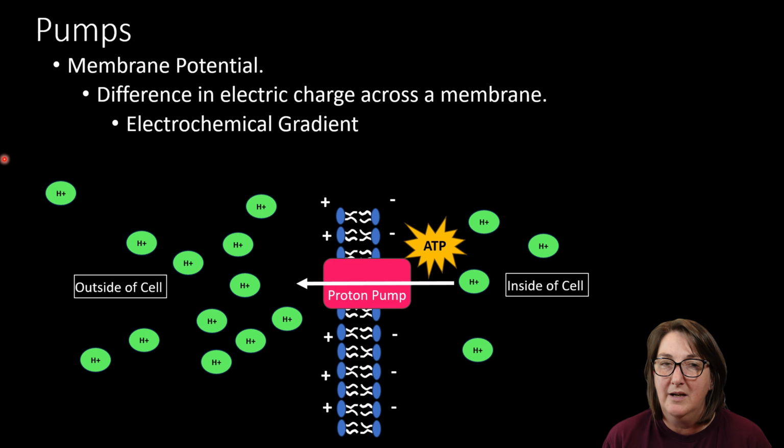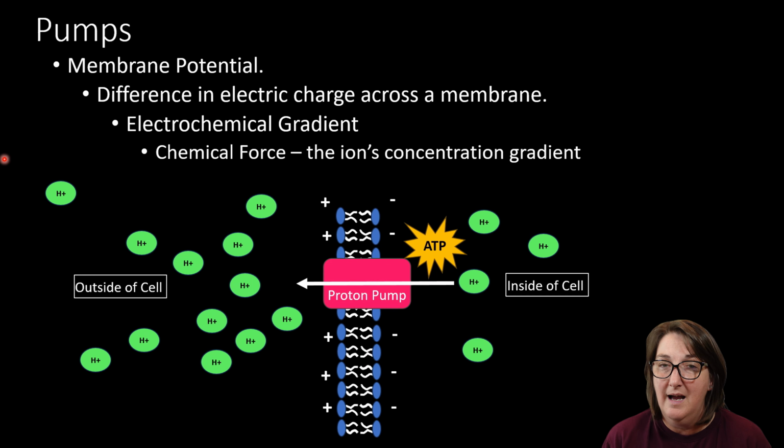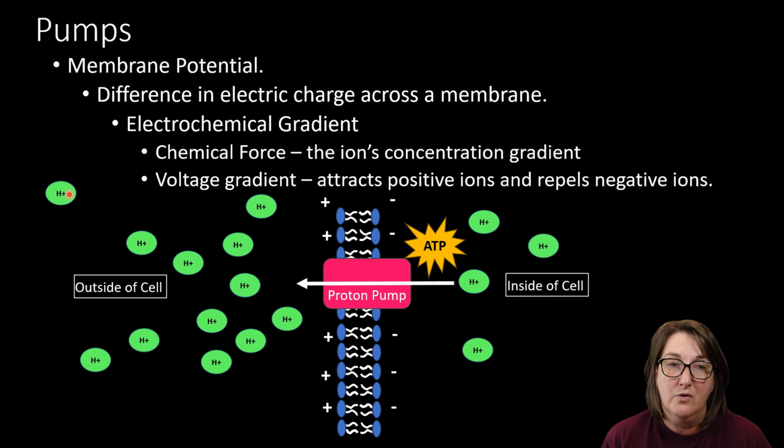We call this an electrochemical gradient, and I can create a chemical force, the ion's concentration gradient. Remember, these are ions. An ion is an atom where I have a different number of electrons than normal. So these don't have electrons anymore, so that's not the way hydrogen is on its own. So this becomes an ion of hydrogen, or a hydrogen ion. This will also create a voltage gradient where it attracts positive ions and repels negative.